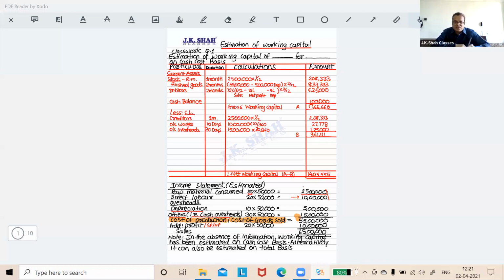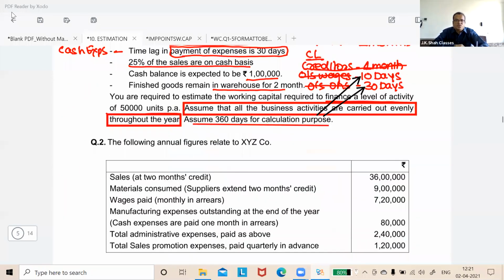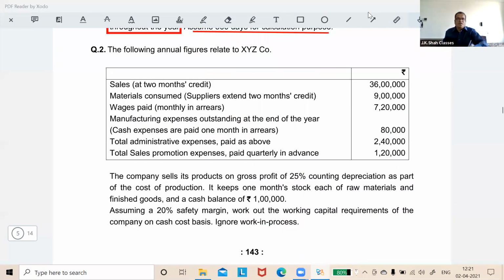So let's go to the next question. Yeah. As usual, we'll first read the question. So let's come to question number 2. Okay, friends, let's start. The following annual figures relate to XYZ company. Company's name is given. Okay. Sales is given, 36 lakh.